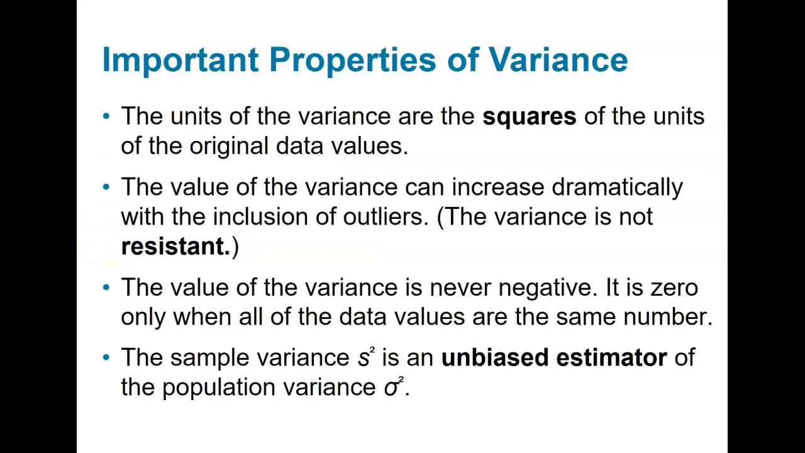The important properties of variance. The units of variance are squares of the units of the original data values. The value of the variance can increase significantly with outliers, so variance is not resistant to outliers. The value of the variance is never negative because it is squared. It can be 0 when all the data values are the same number. Basically, there is no variation in the dataset. The sample variance S squared is an unbiased estimator of the population variance, sigma squared.